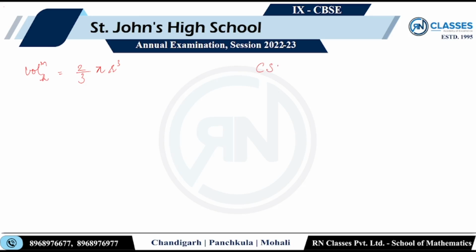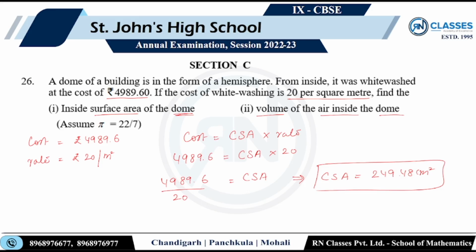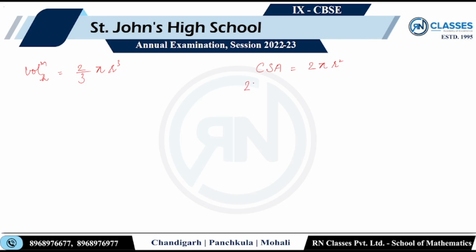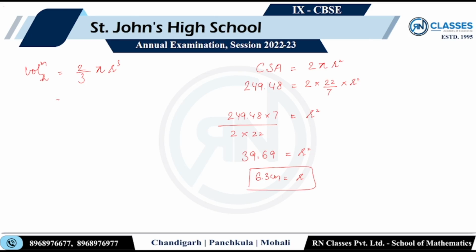I know the curved surface area is 2 pi r square. So curved surface area is 249.48. That is 2 into 22/7 into r square. ठीक है, so r square की वैल्यू क्या बन जाएगी? 249.48 into 7 by 2 into 22. Once you solve it, it will be 39.69, which is equal to r square. So r की वैल्यू क्या बन जाएगी 39.69 से? 6.3 centimeters. So as soon as I get R, I'll punch it over here.